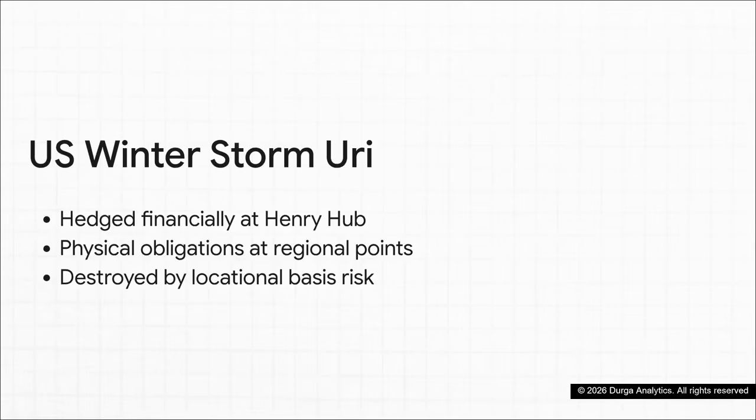Let's look at Winter Storm Uri. During that storm, a lot of U.S. desks honestly believed they were perfectly hedged. They held long financial positions at Henry Hub, which is the U.S. benchmark, but their actual physical obligations were out at regional mid-continent delivery points. When the physical pipes froze and constrained, the price at those regional points decoupled from Henry Hub by orders of magnitude. The benchmark hub moved slightly, but the regional points absolutely skyrocketed to unimaginable levels.